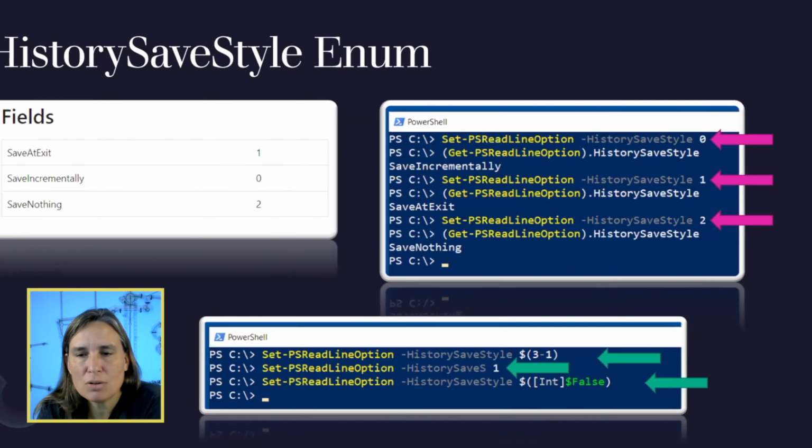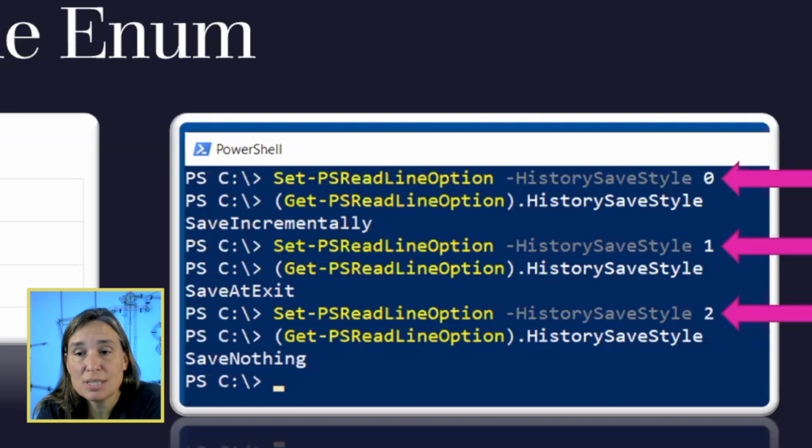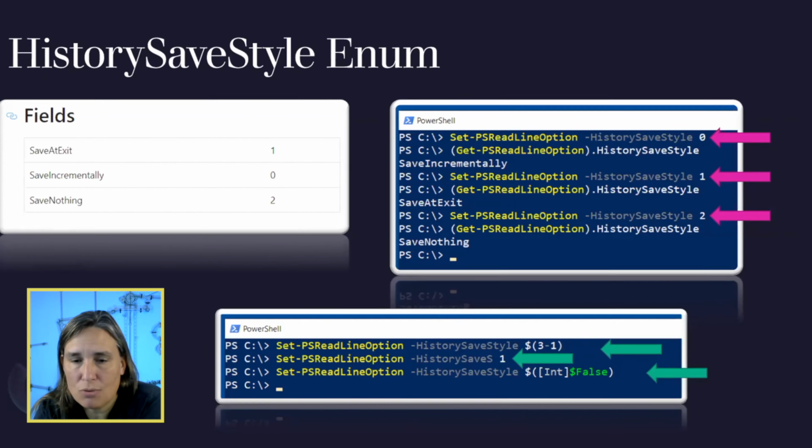I also want to point out, just from a defensive perspective, let's say that you decide you want to start keeping an eye on who's trying to avoid the history file. Just remember that there's a lot of different ways you can set these values. Here with some of the pink arrows, I'm setting the history save style using an integer. The history save style is actually an enumeration of values tied to a number. So if you set the history save style to the number 2, it's the same as setting it to SaveNothing. So maybe your defense is to look for the word SaveNothing. Just be aware that there are some creative ways to set that.